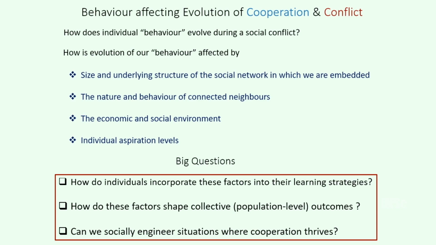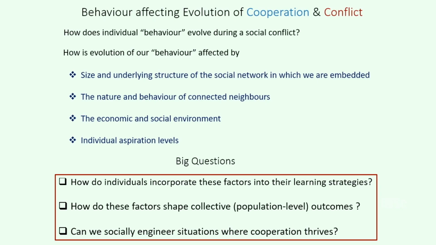So the key question is, how do we incorporate all these factors into learning strategies that we can apply when faced with a social conflict situation, and which would eventually allow cooperation to thrive, to be at least sustained in the population. So we want to understand how individuals incorporate these factors into their learning strategies. We want to understand how these factors shape collective evolution. And we also want to understand whether we can socially engineer situations where cooperation thrives.